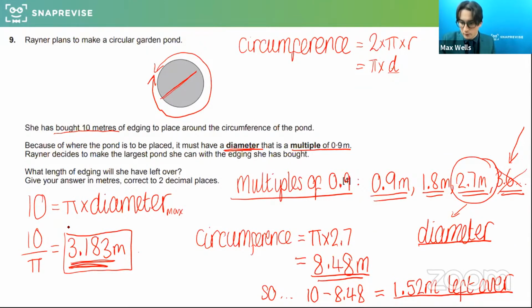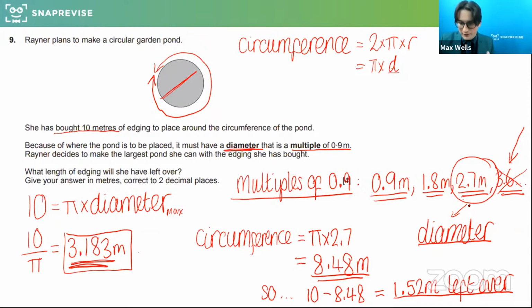Comparing that to my list of possible diameters, the biggest one I could actually use was 2.7. So I thought, okay, I'm restricted to using 2.7 now. Let's work out the circumference with 2.7 as the diameter. When I did that, I did pi times 2.7 and got 8.48. And that's the real circumference she'd end up with if she used 2.7 as the diameter.